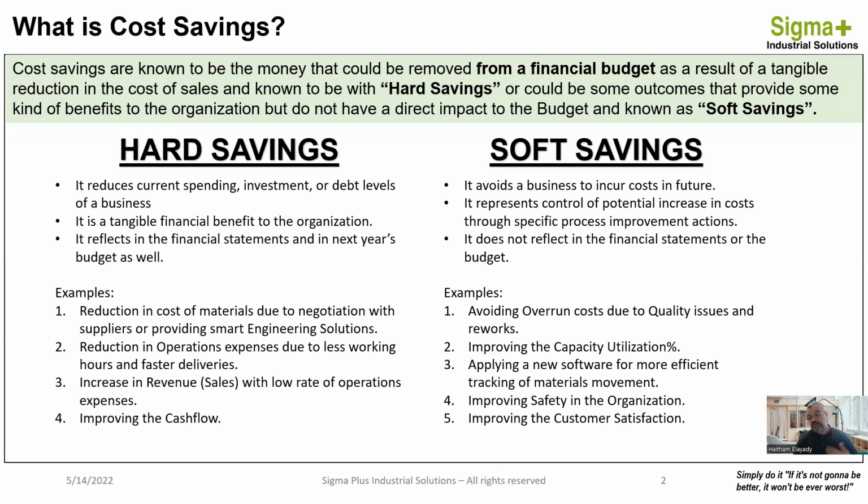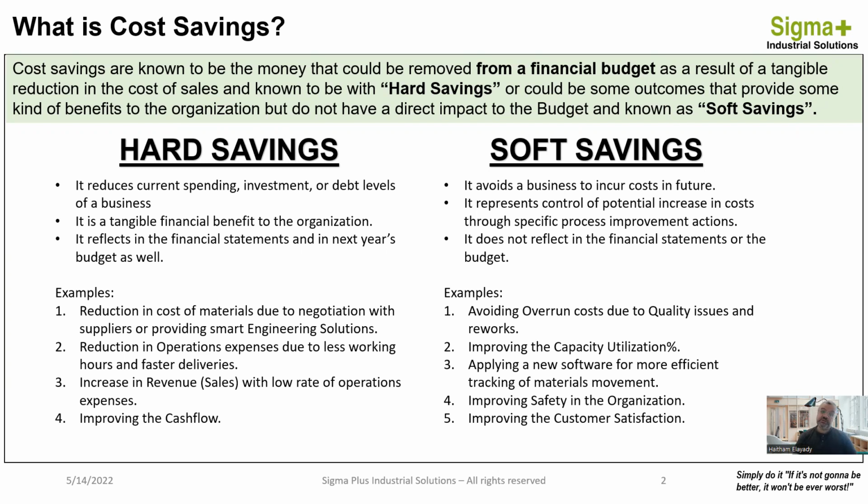In fact, there is another type of savings, which we call soft savings. And soft savings could be presented to the organization as some benefits, for example improvement in the safety environment, or improvement in the level of customer satisfaction, or even the improvement in the capacity utilization percentage, which is considered to be a soft saving. And that's what we're going to discuss in detail in a couple of minutes.